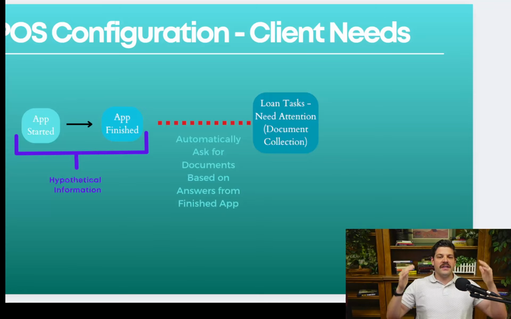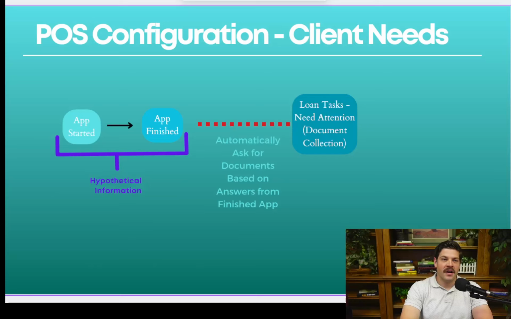The cool thing about Arive is that you can automatically ask for documents based on how people complete the application, though you have to set this up. They say, I live here, I work here. When you're done with it, you can turn on a setting that says, that's great, let's prove it. Show me your bank statement, show me your pay stub, show me your W-2s.